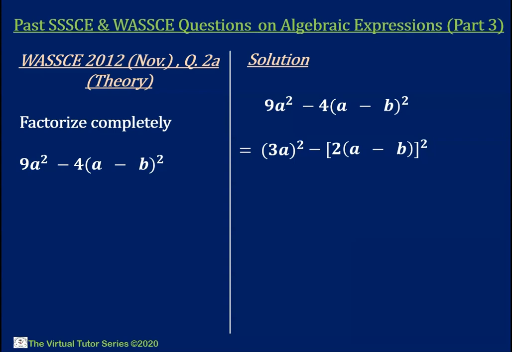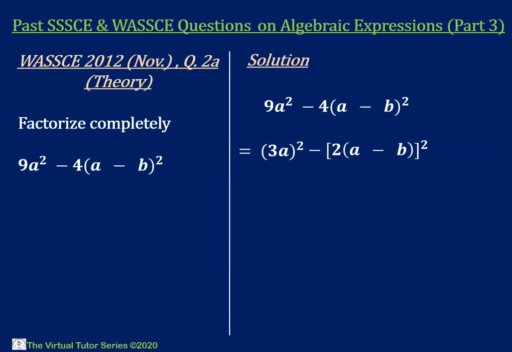We now have a difference of two squares, and we can factorize it by expressing the product of the difference between the first and second terms and the sum of the first and second terms. So we have (3a − 2(a − b)) times (3a + 2(a − b)).